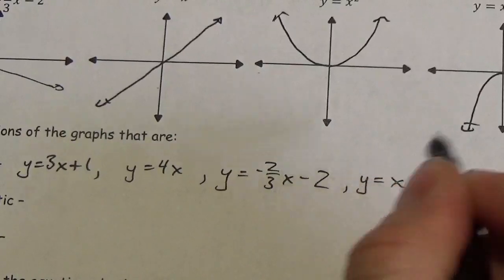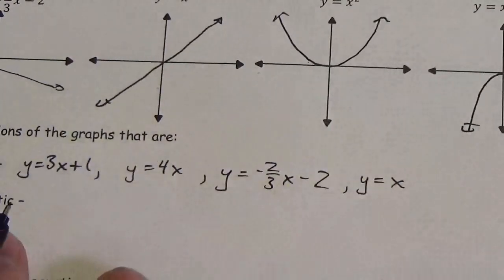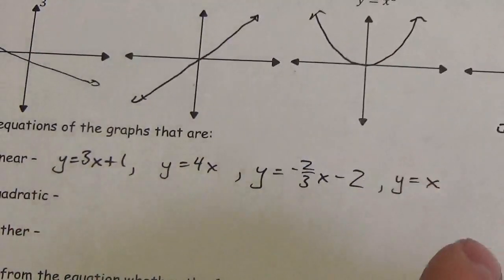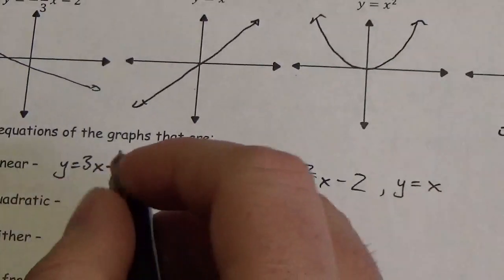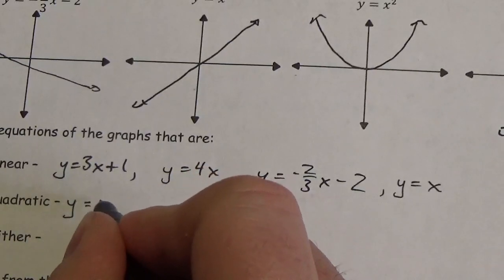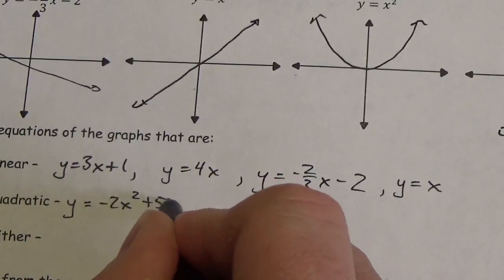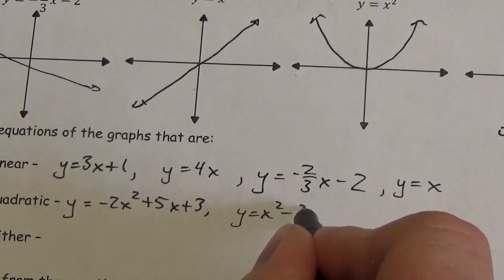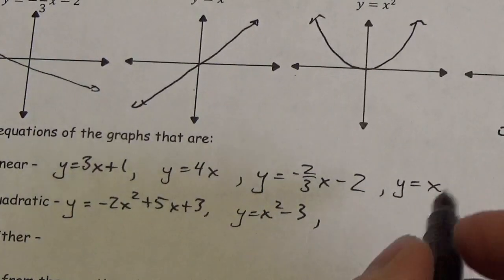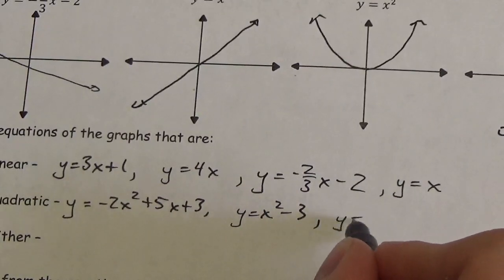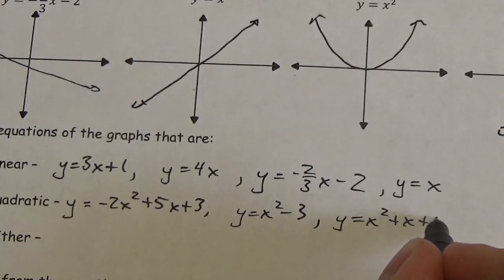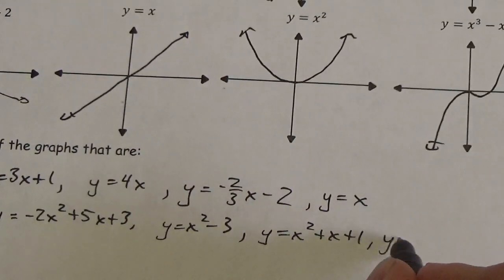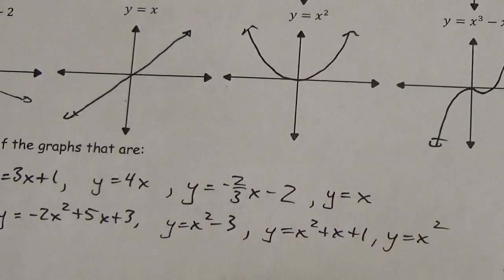And y is equal to x. Okay. So all of those were linear, and we're going to take a look at what makes those unique compared to the other graphs here. My quadratics were y equals negative 2x squared plus 5x plus 3, y equals x squared minus 3, y equals x squared plus x plus 1, and the last one was y is equal to just that basic x squared.